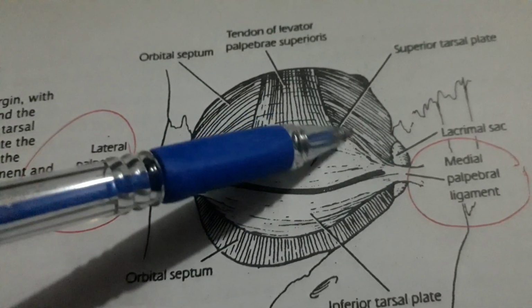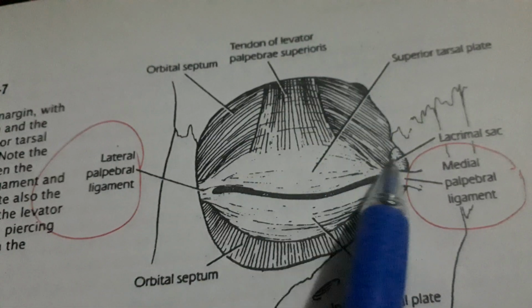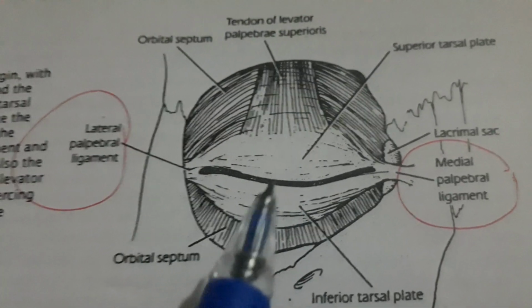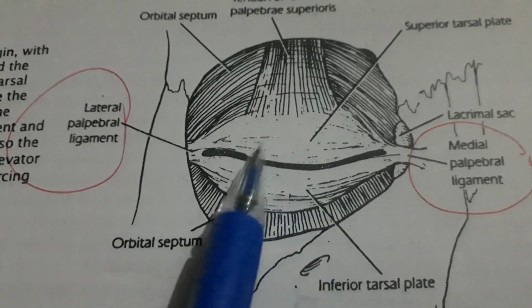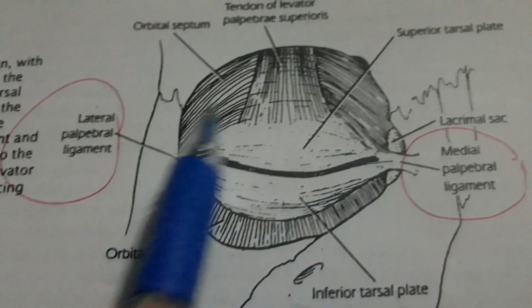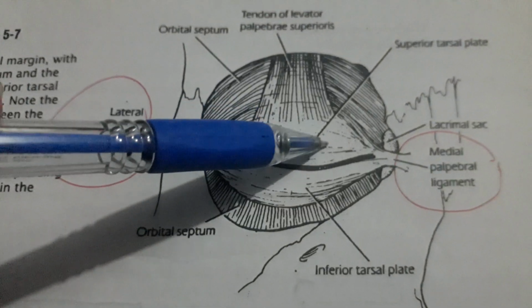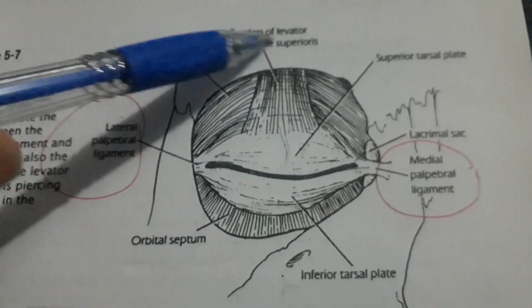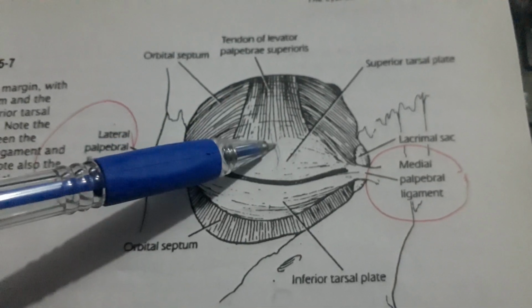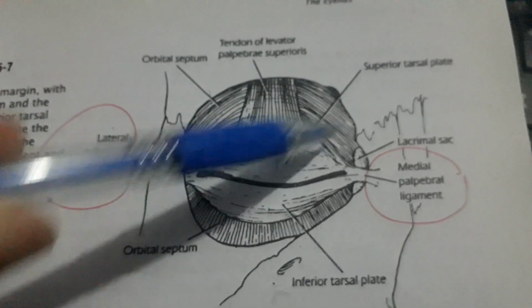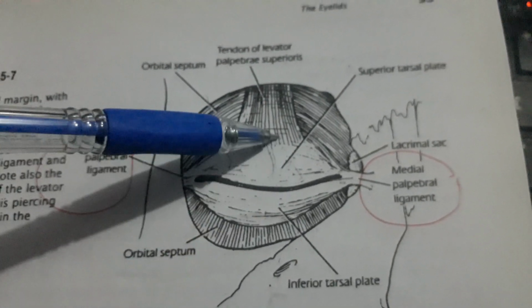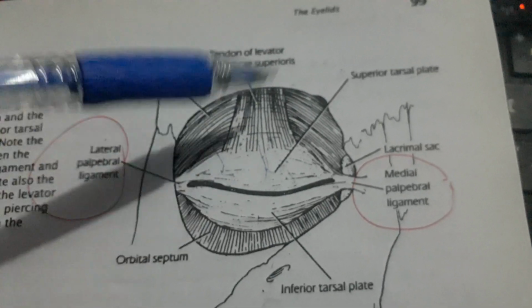Below the orbicularis oculi muscles, the tarsal plates are present. The tarsal plate is larger in the upper eyelid than in the lower eyelid. The plate gives strength to the eyelid. The superior tarsal plate is attached to the levator palpebrae superioris and the orbital septum.